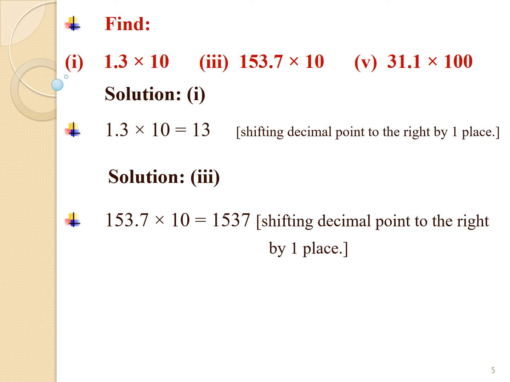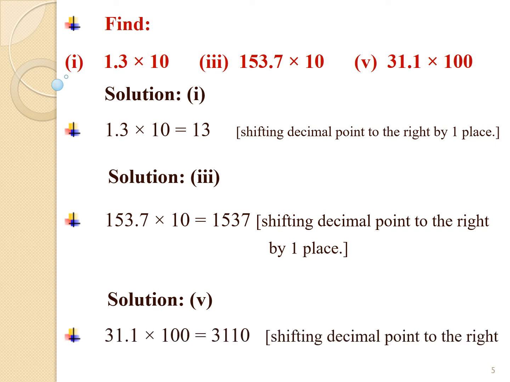Now let us solve sum number 5. 31.1 multiplied by 100. Shifting the decimal point 2 places to the right, as there are 2 zeros after 1, we get 3110. Therefore, 31.1 into 100 is equal to 3110.